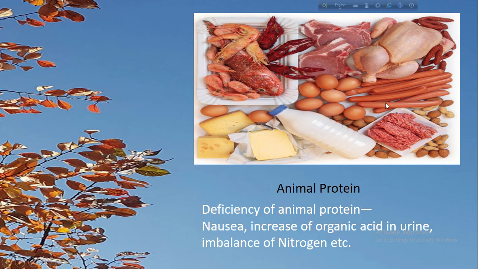Here in food, if there is any deficiency of animal protein, this picture shows you the animal protein. So in food, if there is deficiency of animal protein, that is essential amino acids, symptoms of various diseases arise. That means, for example, due to the deficiency of animal protein, nausea, that is vomiting tendency, increase of organic acid in the urine and imbalance of nitrogen, etc. occur. So we have to eat different types of animal protein.